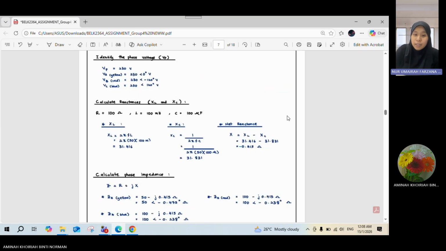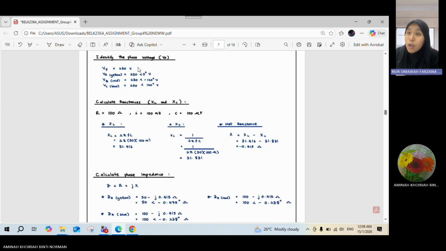My name is Nur Umaira Farzana binti Nur Rasid and my matrix number is B112410442. Based on what Amina explained about the unbalanced wye circuit, today I will explain about the calculation. For the unbalanced wye system calculation, first we need to identify the phase voltage, which is VP.